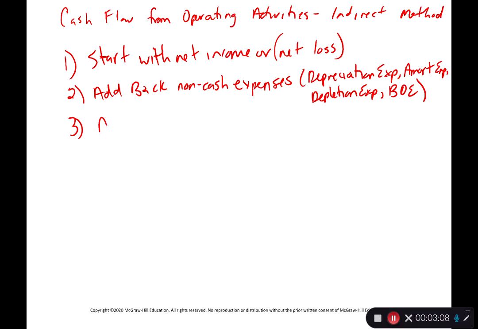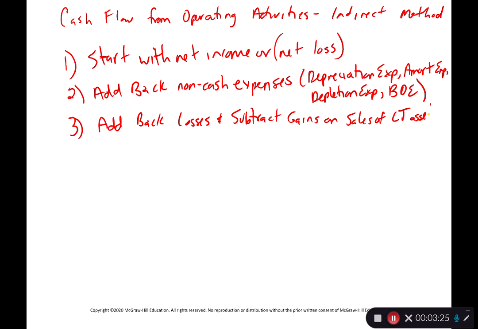Step 3 is going to be to add back losses and subtract gains on sales of long-term assets. Remember, long-term asset-related stuff belongs in investing. So what step 3 does is it kicks out the losses and the gains related to those sales of long-term assets. It kicks them out of the operating section because it should impact the investing section, not the operating section.